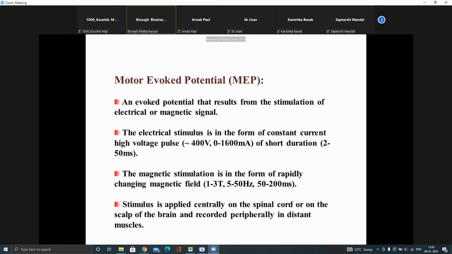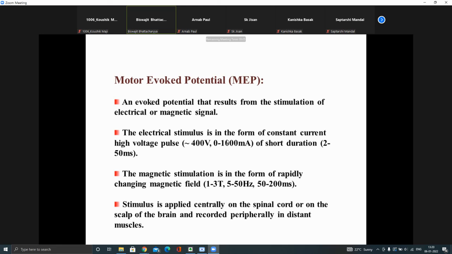Motor evoked potential is just the opposite thing. Here it is not coming as a result of touch or hearing or seeing something. It is coming as a result of stimulation in the form of an electrical or magnetic signal. If an electric stimulus is given to our body, it is in the form of a constant current high voltage pulse, approximately 400 volt. The current will be 0 to 1 ampere, 0 to 1000 milliampere.